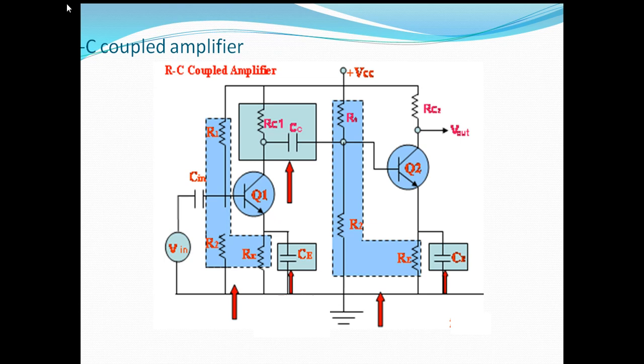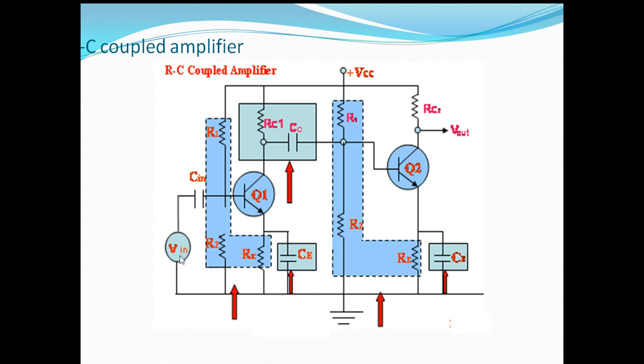And as we know, in an amplifier, R1 and R2 provide the required biasing, that is, to keep the transistor in the active region. That is, voltage divider biasing is applied here. So the required biasing is provided by R1 and R2, which are connected at the input side.